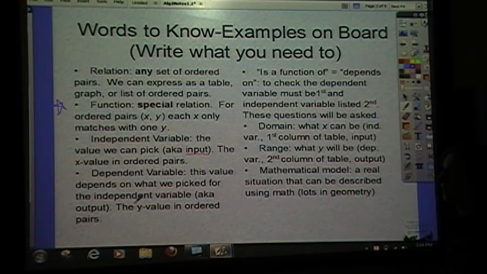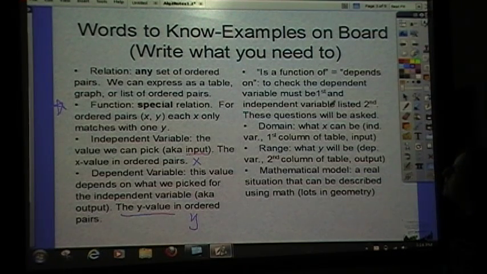Dependent variable, on the other hand, is the one that is the output. After you pick something, you plug it in, what do you get, okay? The dependent variable depends on what you picked for x. It is the y value in the ordered pair, okay? Input, independent value, x. Dependent, y value, output, y. Okay? You will have a couple issues with this probably your first few days with this. It'll get better though, okay?